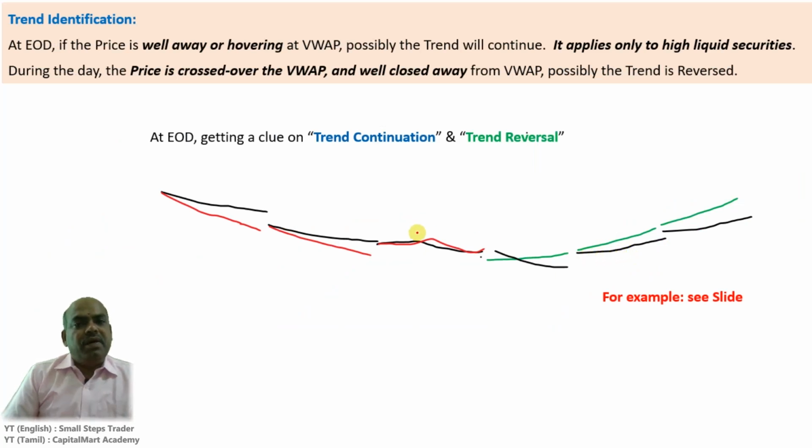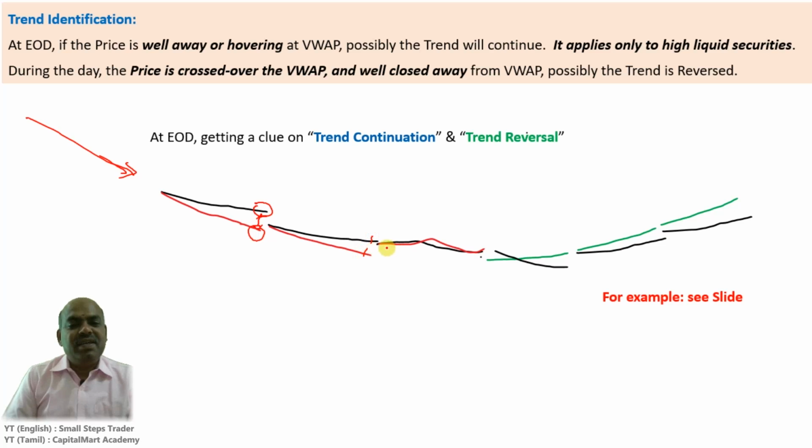And can you identify a trend reversal using VWAP? Of course, there are possibilities. For example, the trend is a downtrend. All the previous trends are downtrend. If you assume that, at the end of the day, this one is the VWAP, and this one is the price. There is a downside gap. VWAP is on the upper side, the price is downside. There is a huge gap. So that means the trend will continue for the next day.